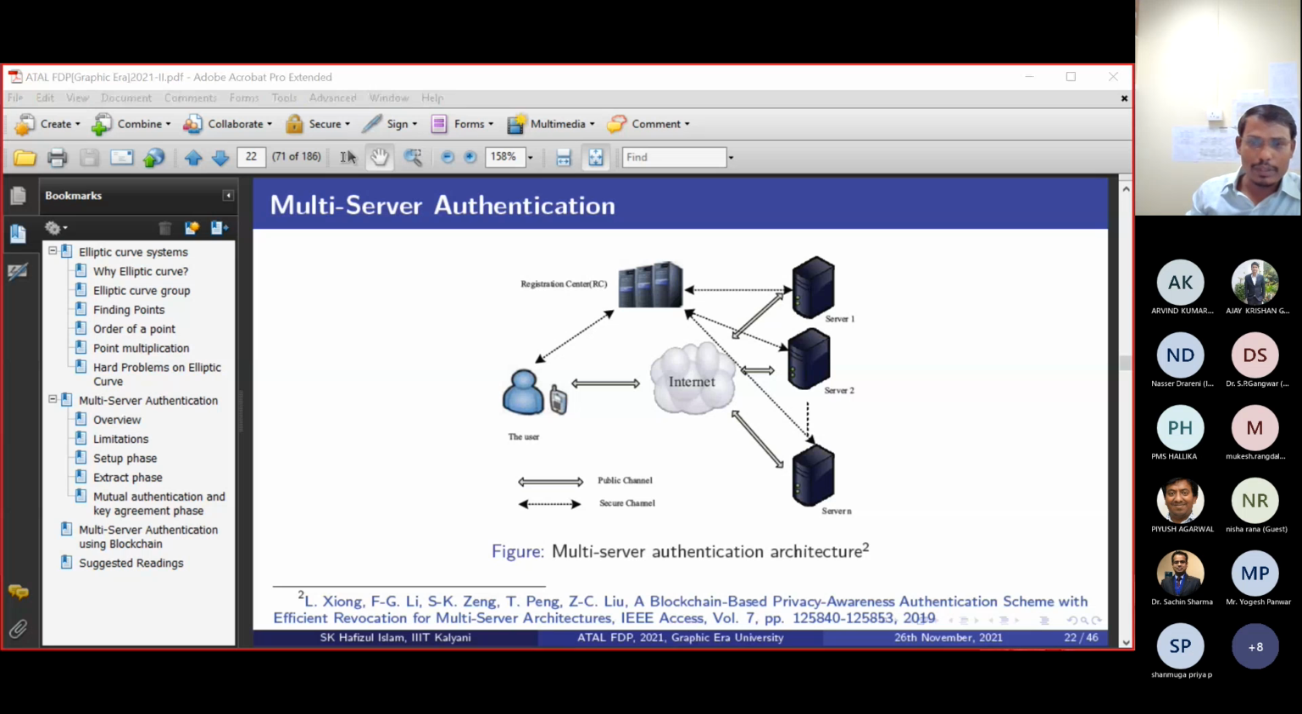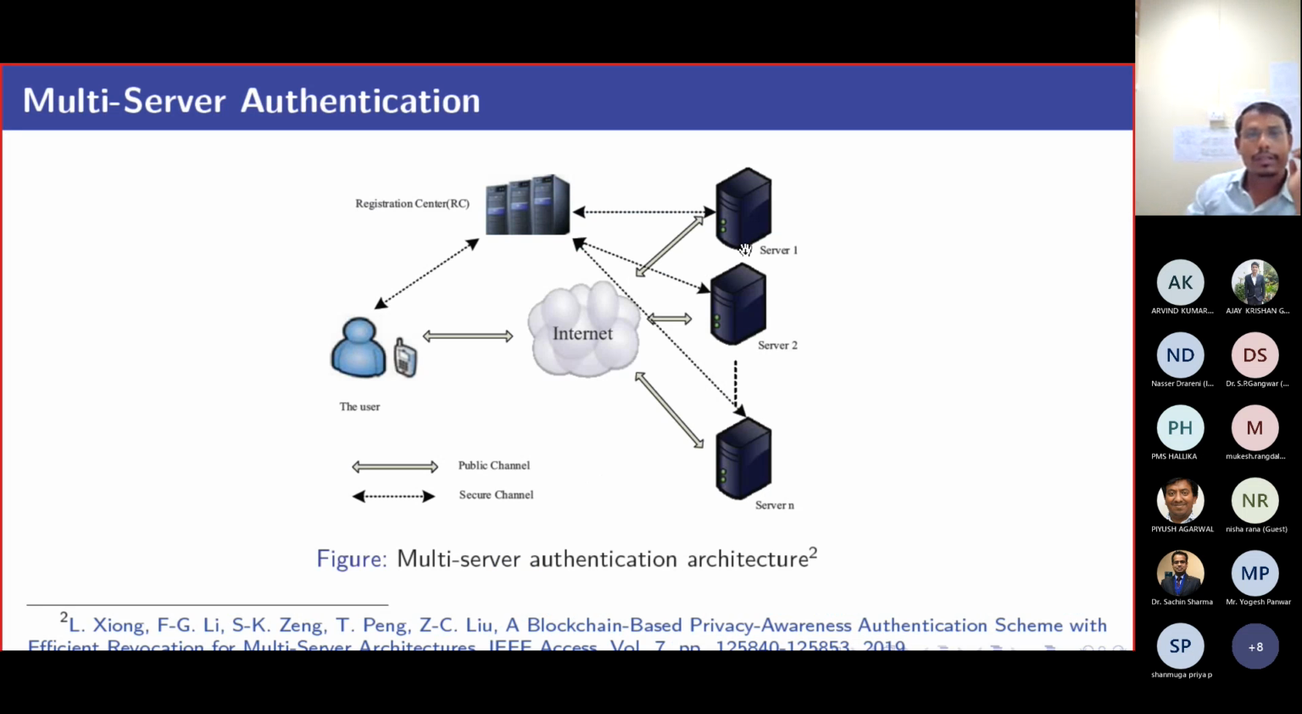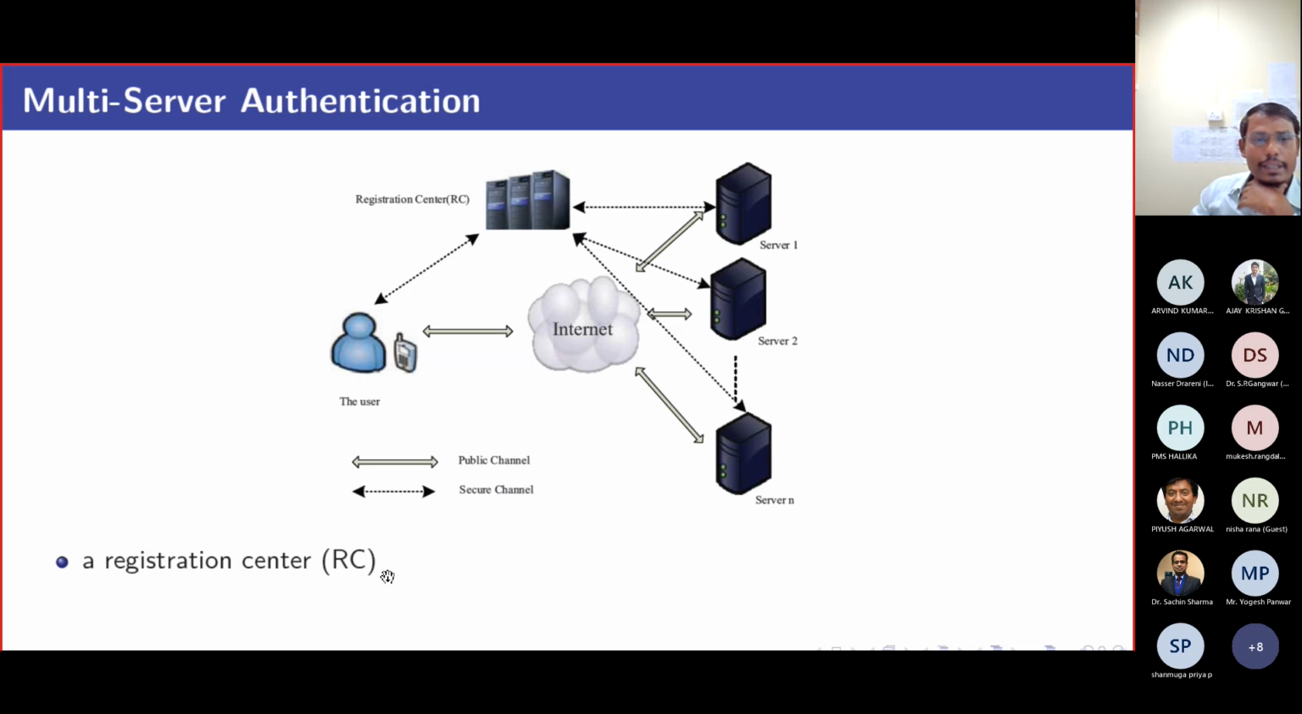So this is one of the applications for authentication. What are the common entities for this kind of architecture? Here you see this is the user, this is a registration center, a trusted entity, and a number of application servers. Right. So this is one good paper, you can just read this paper. I have taken the diagram from this paper. This is also a good paper. So the entities are the registration center, a number of application servers, and a user.